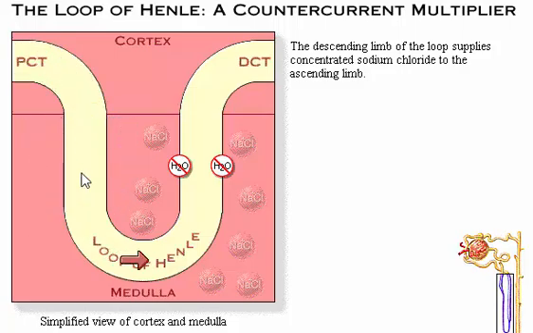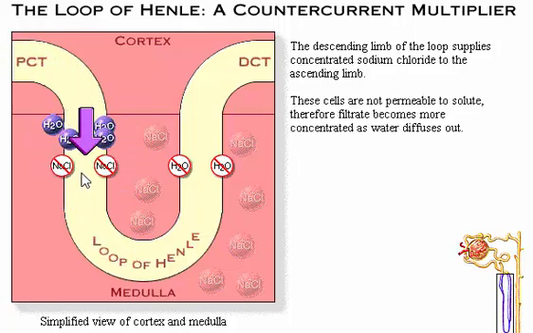The effect is much like what happens in the Great Salt Lake when water evaporates and salt is left behind. The fluid that is left is very salty. This salty filtrate provides a ready supply of sodium chloride for the ascending limb to maintain the osmotic gradient.